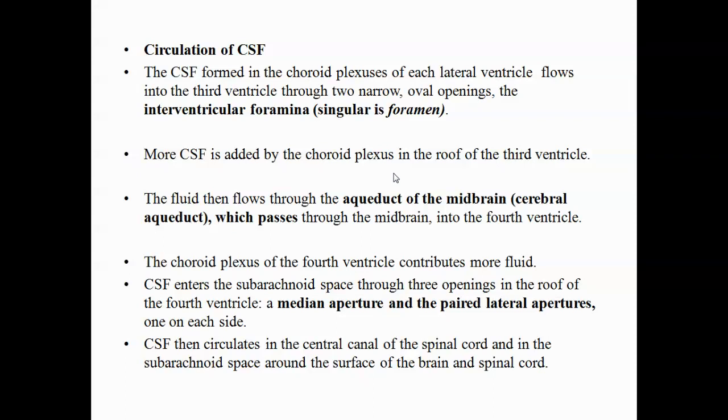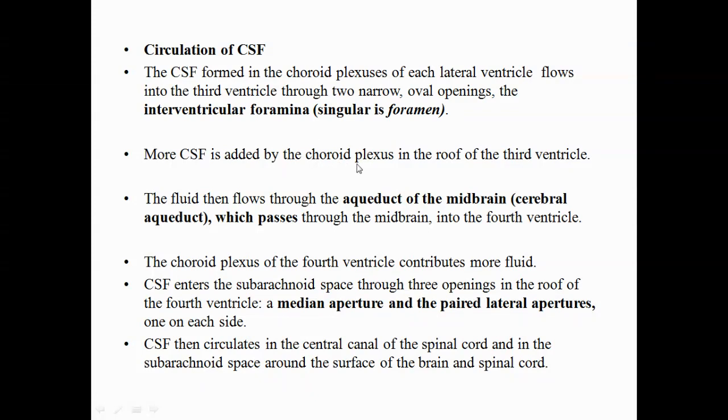It is formed in the lateral ventricle, in the third ventricle, and also in the fourth ventricle. So at each and every stage, the CSF is contributed by different regions of the ventricles. When it is formed in the choroid plexus of the lateral ventricles, one on each side of the cerebrum, it flows into the third ventricle through a narrow oval opening called the interventricular foramina, or interventricular foramen.